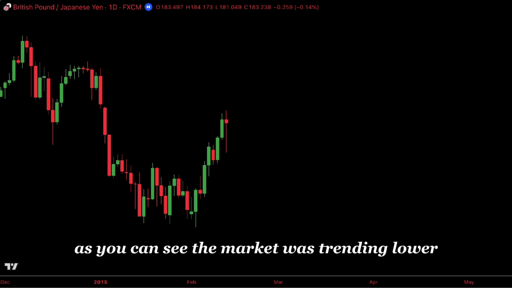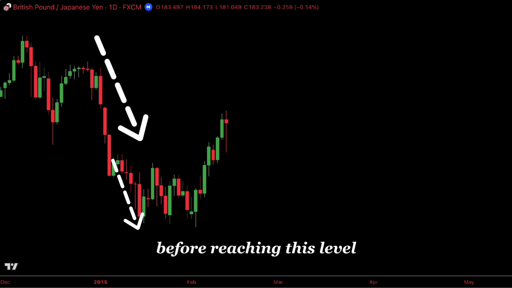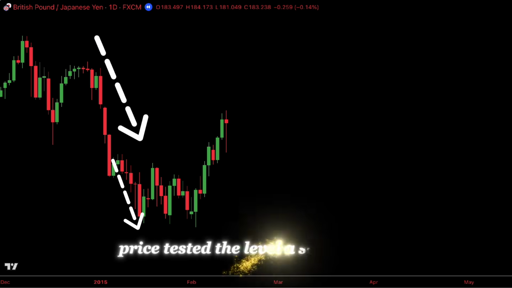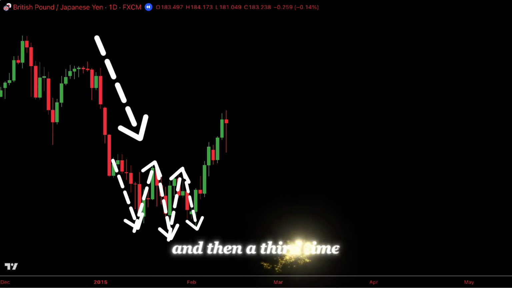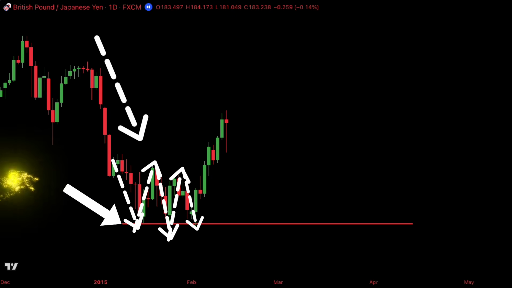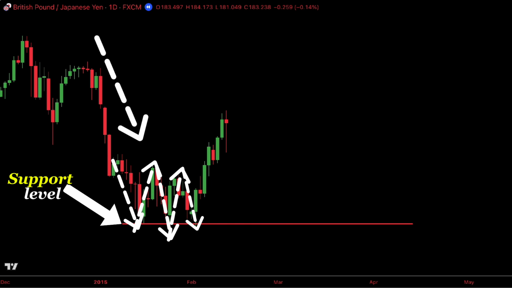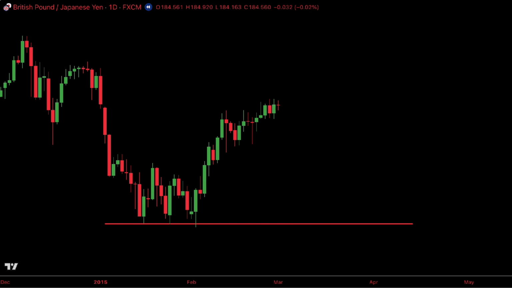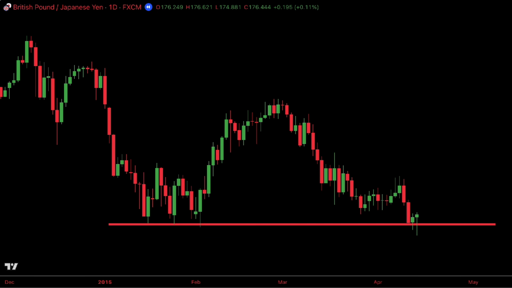As you can see, the market was trending lower before reaching this level, where it found support. Price tested the level a second time, and then a third time, creating a well-established support level. Now that we have a clear support level, look at what happened next. The market retraced back to the support level and was strongly rejected, forming a clear bullish pin bar, which is a high probability bullish reversal signal.